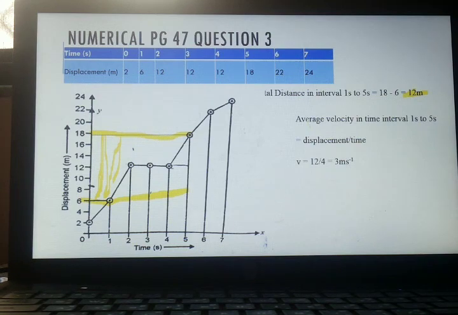Now we have to find out the average velocity in the time interval from 1 second to 5 second. Average velocity means displacement upon time. Over here we have already found the distance, that is 12. What is the time from 5 to 1? Total time from 5 to 1 is 4. So 12 upon 4 is 3 meter per second.